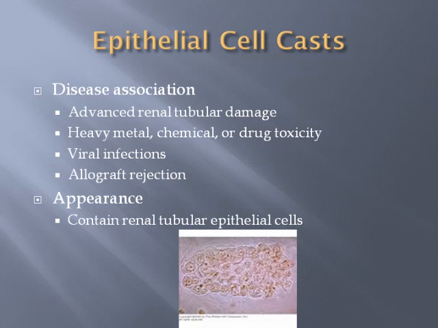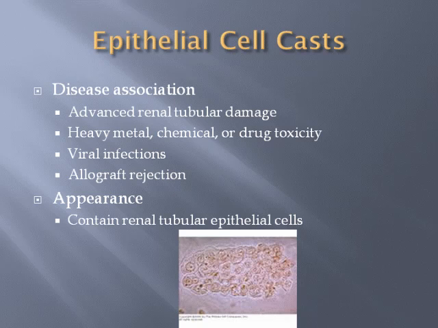Epithelial cell casts, in my opinion and in my experience, are, unless it's really obvious, kind of hard to take a look at. A lot of times they can look very much like white blood cell casts, but they are associated with very advanced renal tubular damage, heavy metal, chemical, drug toxicity, viral infections, and allograft rejection. And usually these will contain renal tubular epithelial cells.